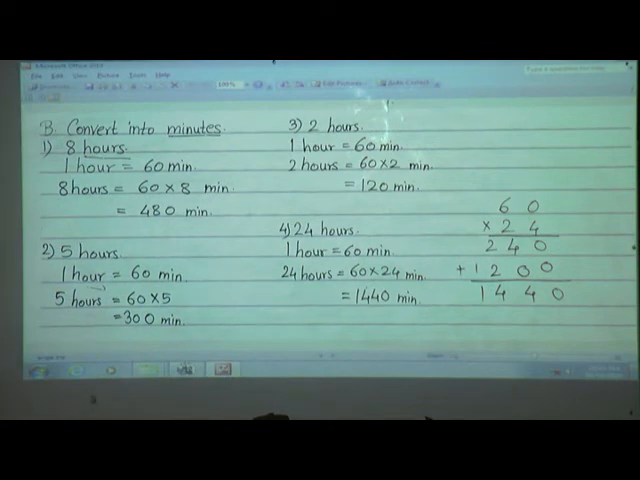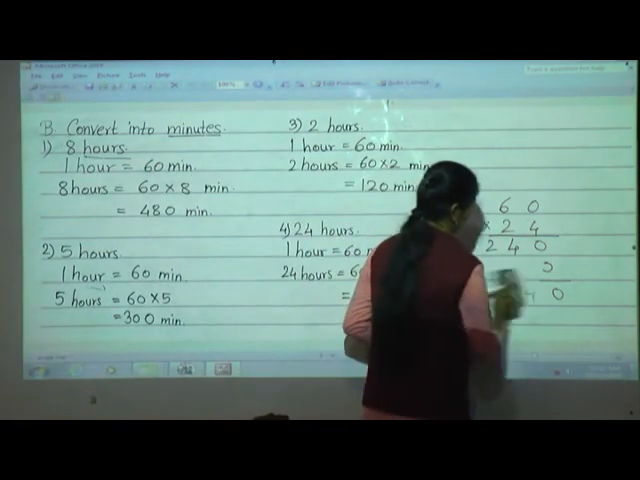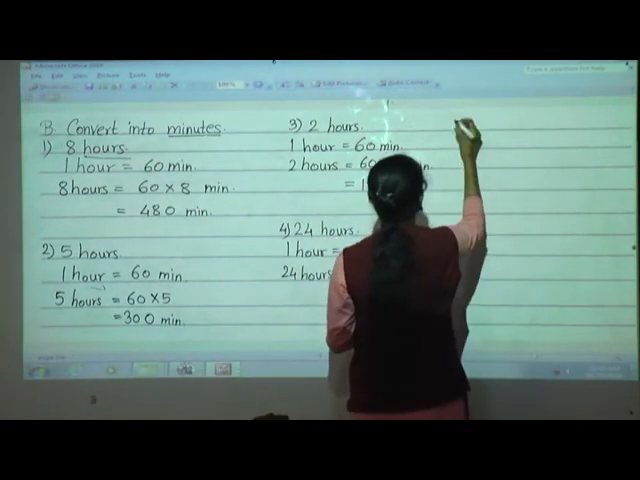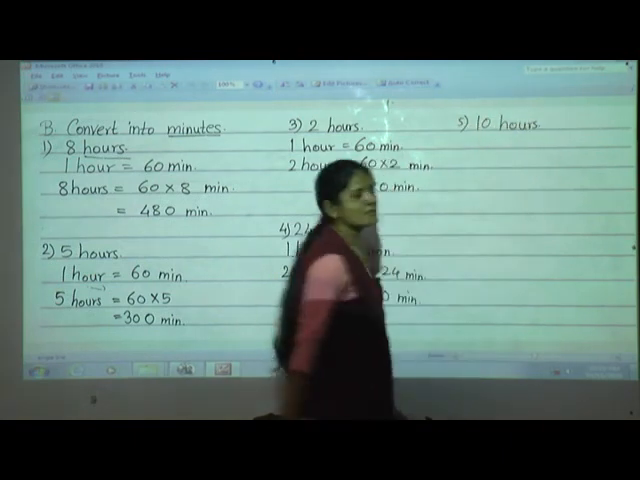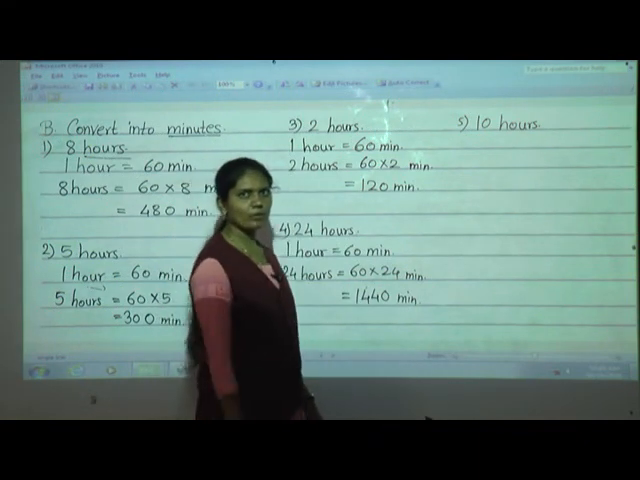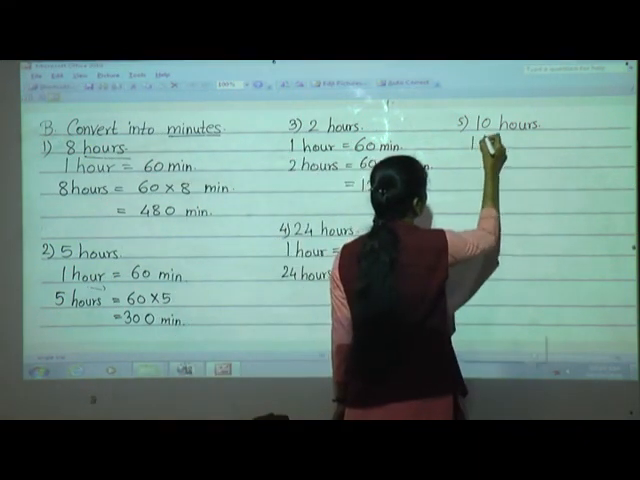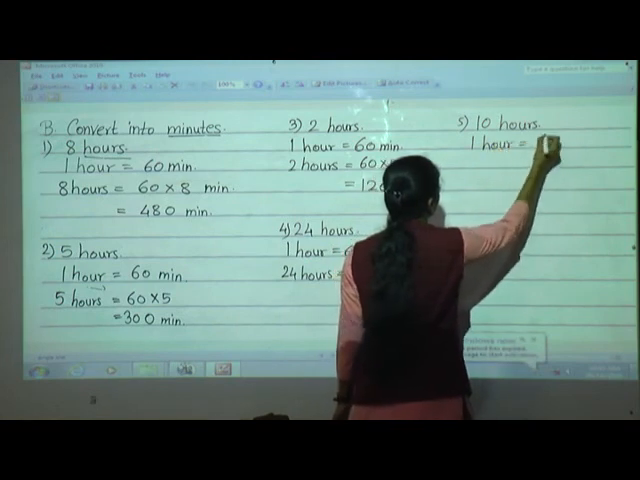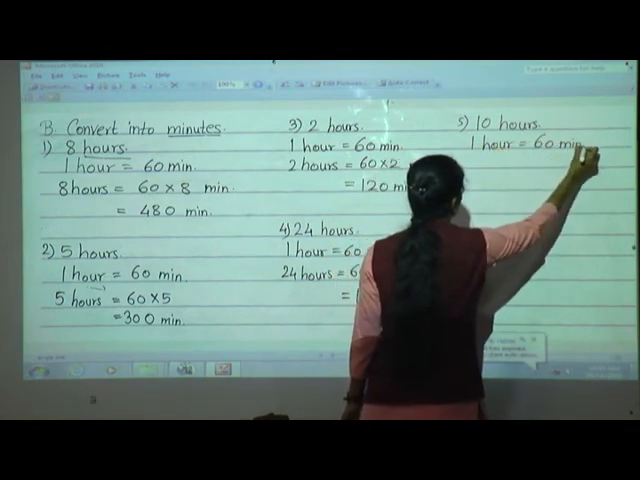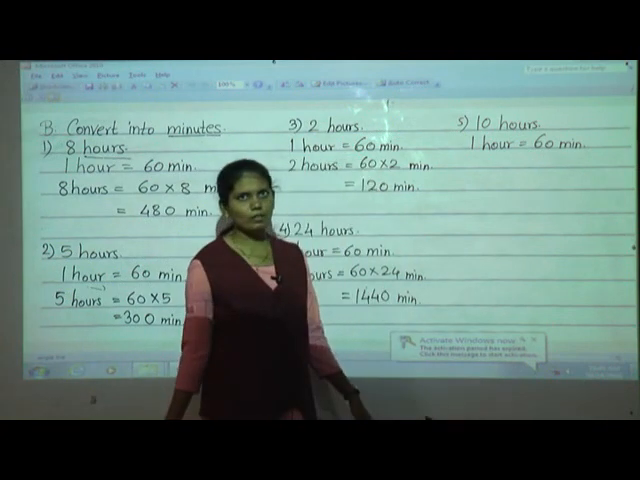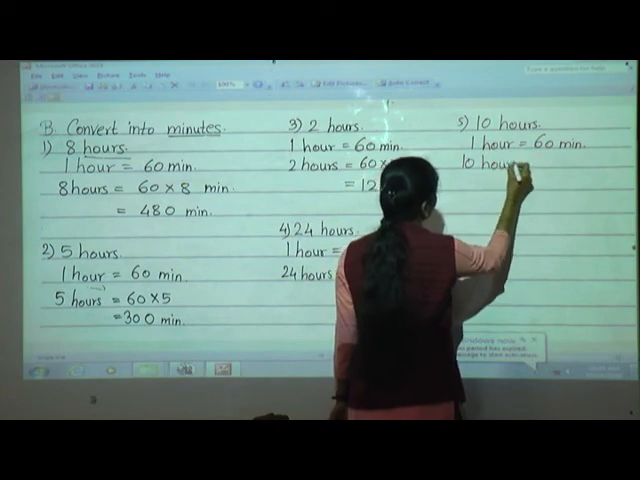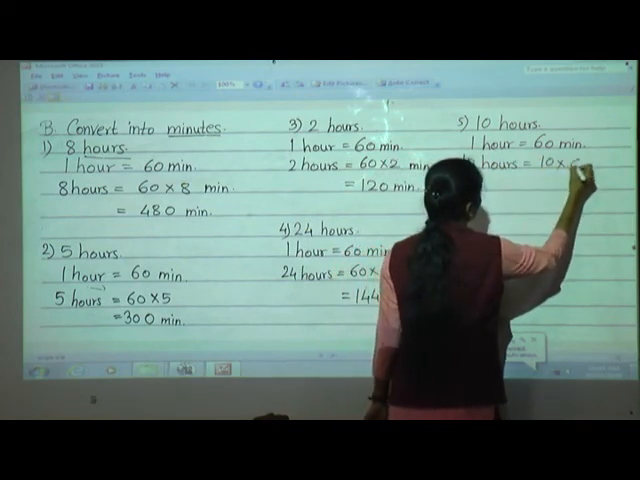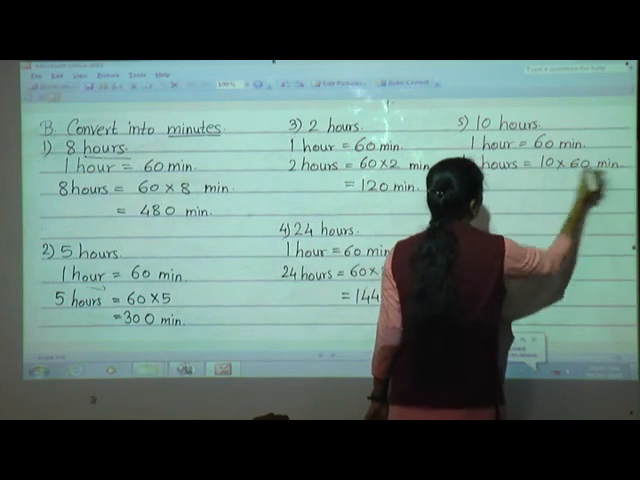How many hours are there? 10 hours are there. Okay. Fifth number, 10 hours. Yes, first step, 1 hour is equal to how many minutes? 1 hour is equal to 60 minutes. Okay. So 10 hours is equal to what? 10 into 60. 10 hours is equal to 10 into 60 minutes.